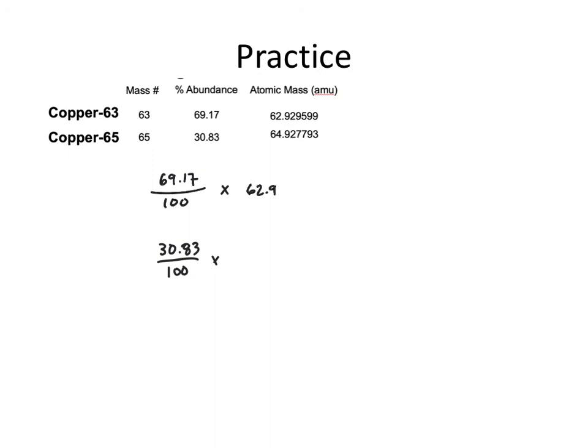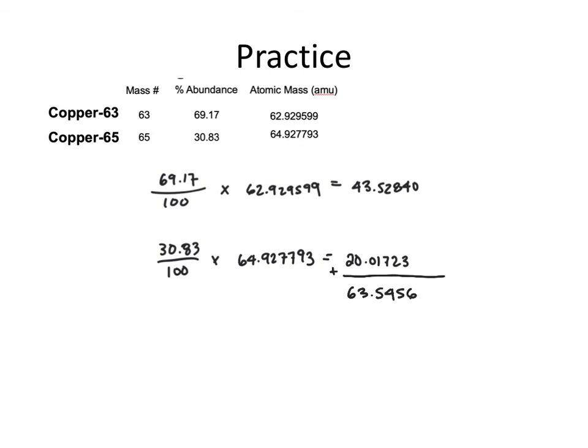62.929599. And then down here, 64.927793. We're going to do this math, and that's going to give us 43.52840 and 20.01723, respectively. We're then going to add these two together.